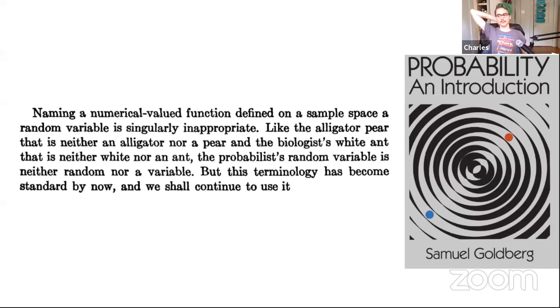So this example actually comes from this famous quote from this book, Probability: An Introduction by Samuel Goldberg. That's a probability textbook that mentions that the alligator pear and the white ant are similar to the random variable. So that's where this quote came from. This is a solid introductory probability book. I think it's a bit old, as maybe indicated by the quality of the font. So there's maybe better stuff now, but it launched this phrase into this idea of the weirdness of the definition of the random variable.